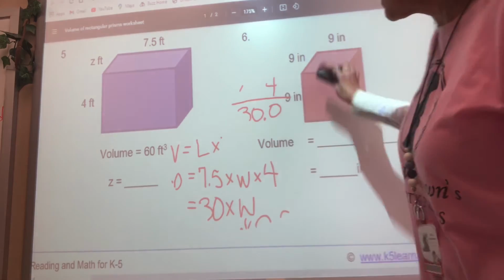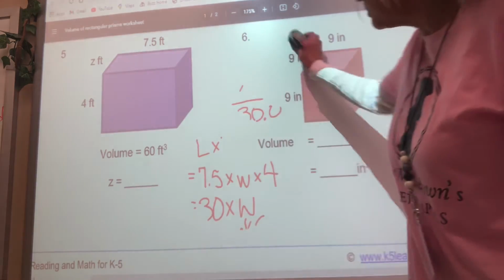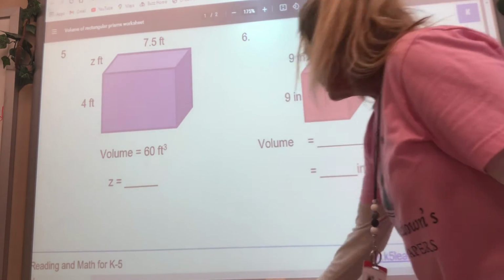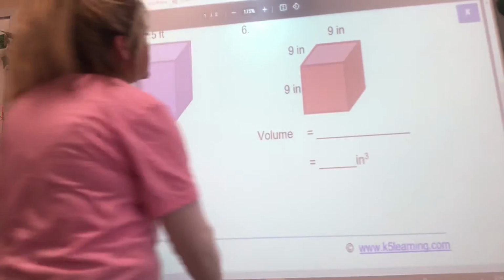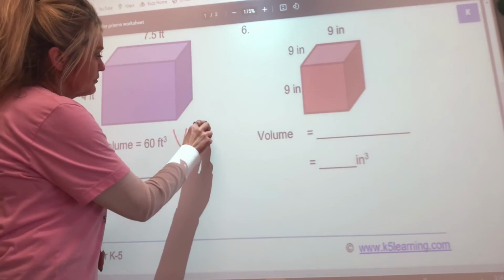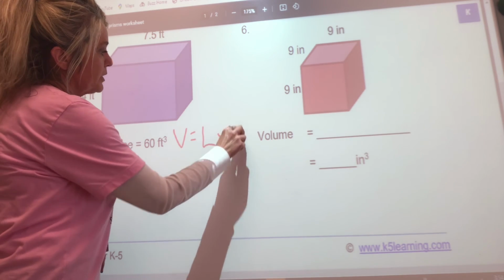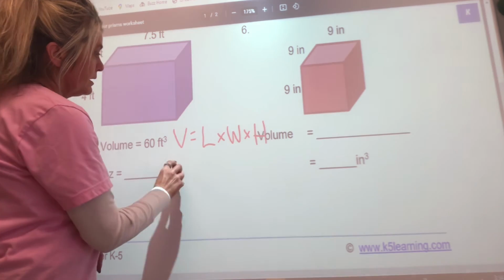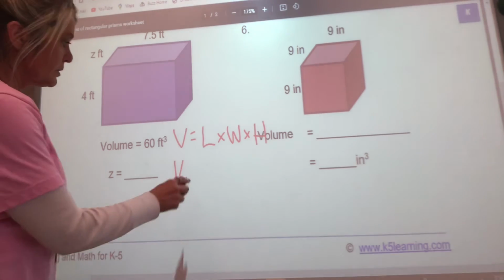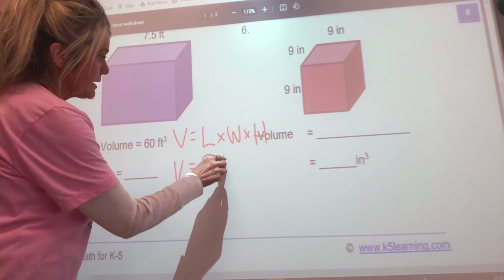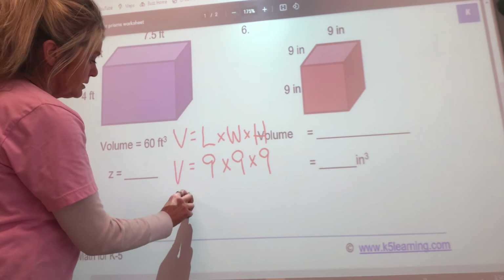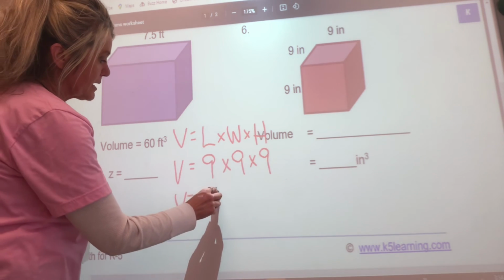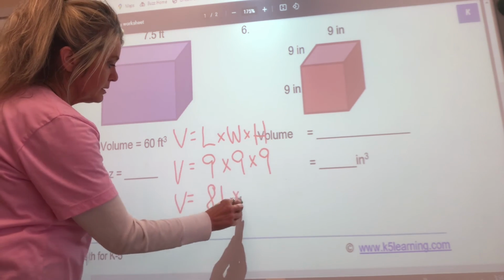Okay, last problem on last worksheet. Woohoo! Okay, and they made it easy for us. We know volume is length times width times height, and they gave us a cube, so they're all the same. So 9 times 9 times 9. Math facts, we know 9 times 9 is 81.